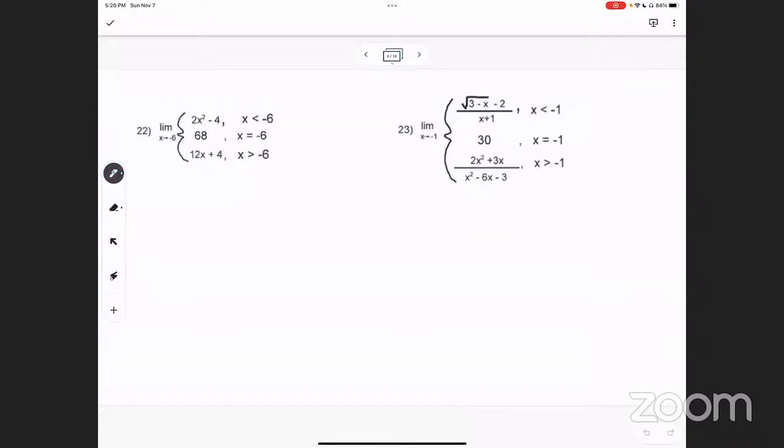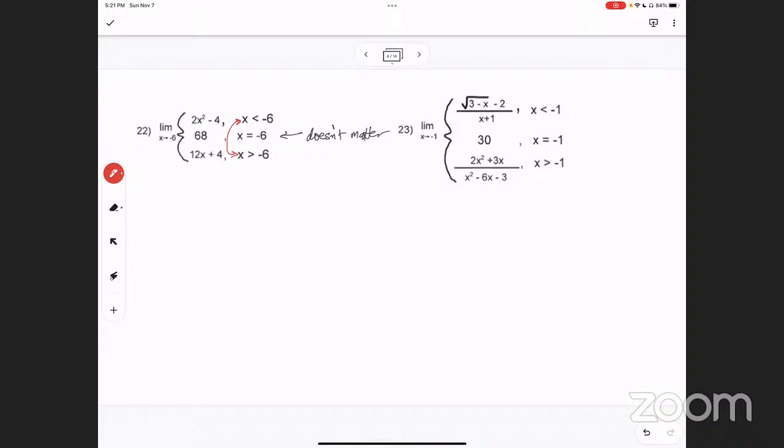And so again, what we're going to have to decide is, they're asking for the limit as x goes to -6. So the only thing that doesn't matter is what it actually equals. That doesn't matter. In order for this limit to exist, these two have to be equal to each other. Okay. Does that make sense? Yeah. So just plug them in.